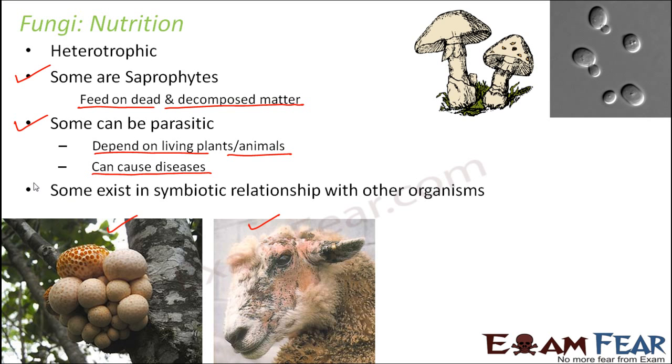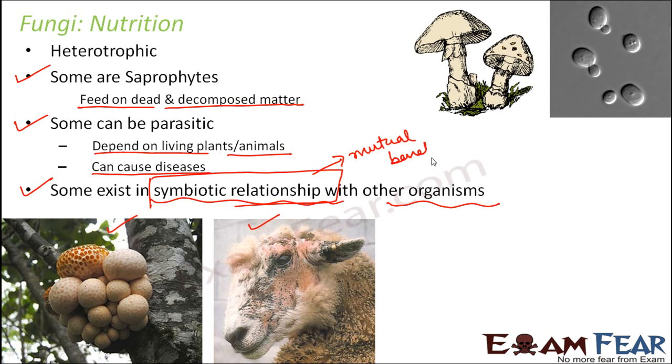Some fungi also exist in a symbiotic relationship with other organisms. This is again a new term for you. A symbiotic relationship is a special type of relationship where a fungus lives inside the body of another organism. The fungus will derive some benefit from that organism, and the organism will also derive some benefit from the fungus. So it is a mutual benefit relationship, and symbiosis is a very common type of relationship seen in the case of fungi.